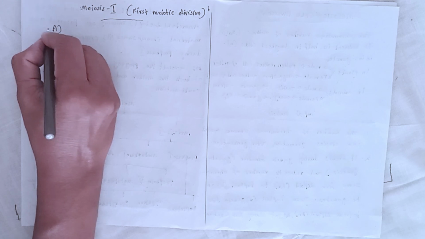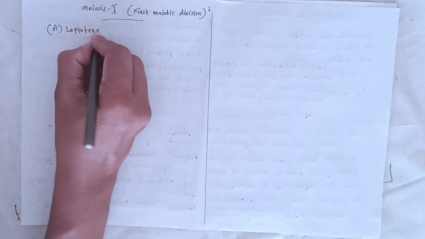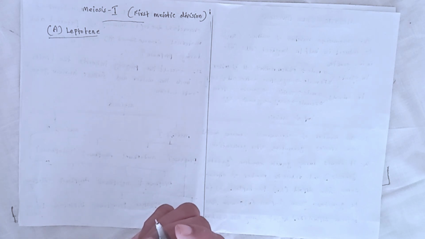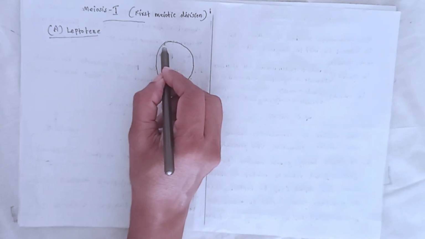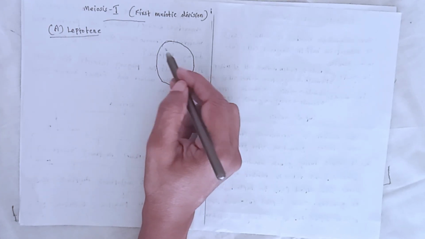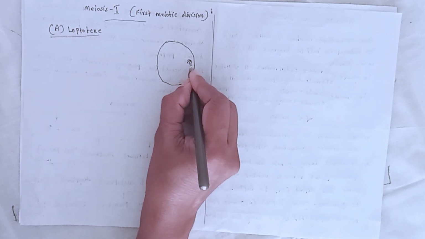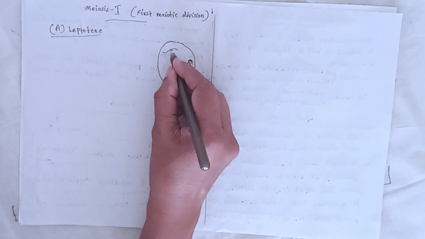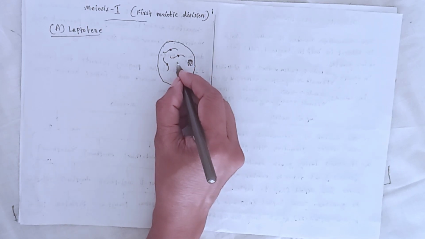First, leptotene. What happens in leptotene? The chromosomes become distinct and appear as long and thin threads. Now we draw the nucleus, not the cell. This is the nucleolus, and we draw 6 chromosomes as an example.